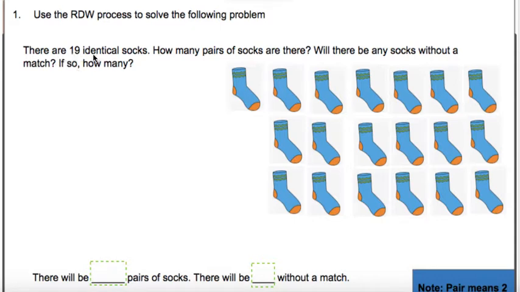There are 19 identical socks. How many pairs of socks are there? Will there be any socks without a match? If so, how many? Ooh, that was a long one. Let's read that again. This time, let's look for key details. There are 19 identical socks. Is there an important idea or an important thing to note from this first sentence? Yeah, I agree. What's important to note from this first sentence?